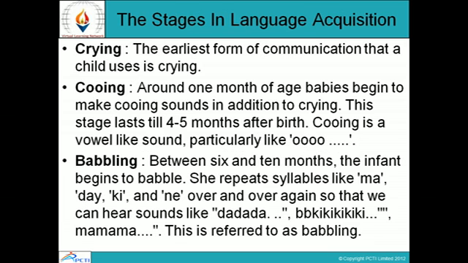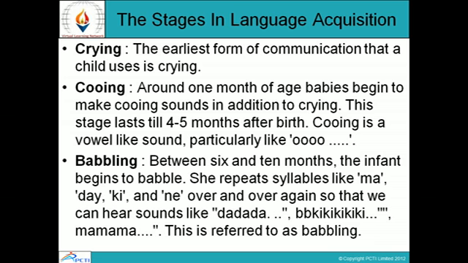The stages in language acquisition. Crying. The earliest form of communication that a child uses is crying. A small child, a newborn, an infant cannot speak, but it can cry and communicate the message, whether the child is not feeling comfortable or whether the child is hungry or whatever.